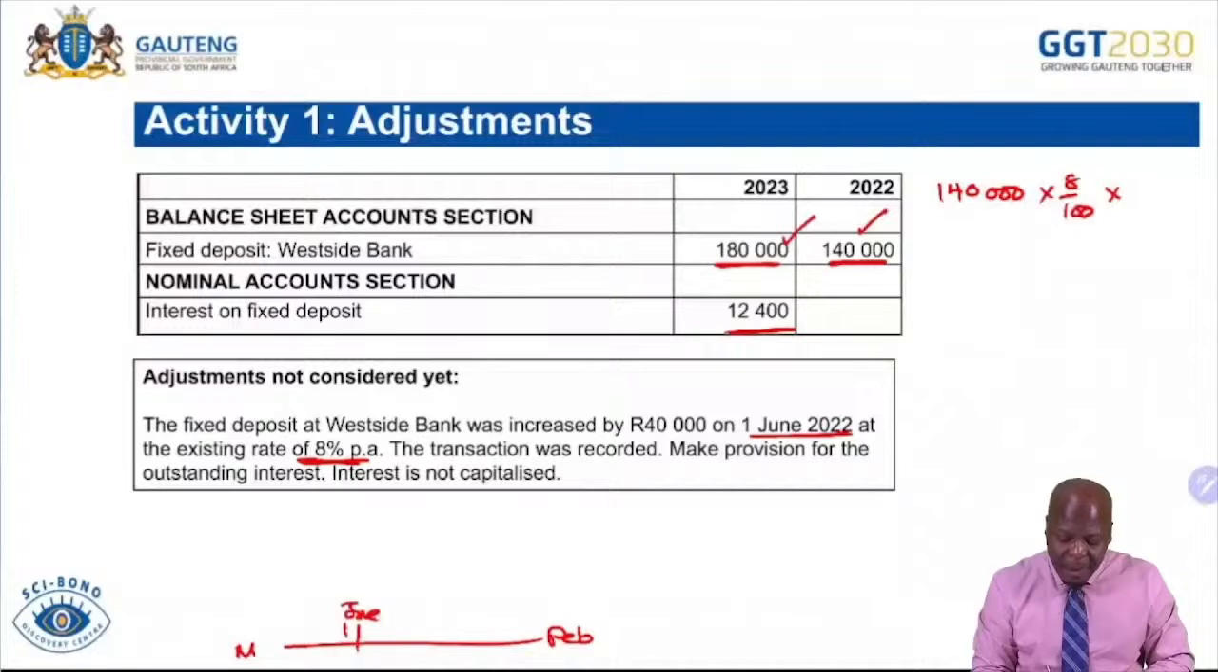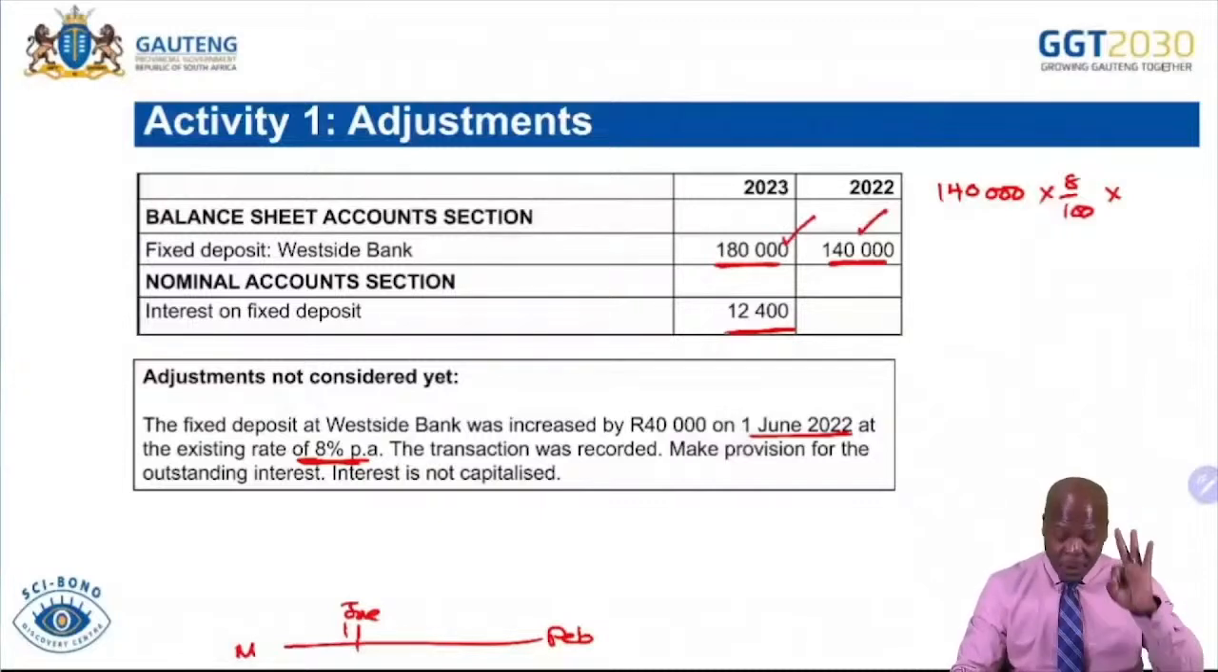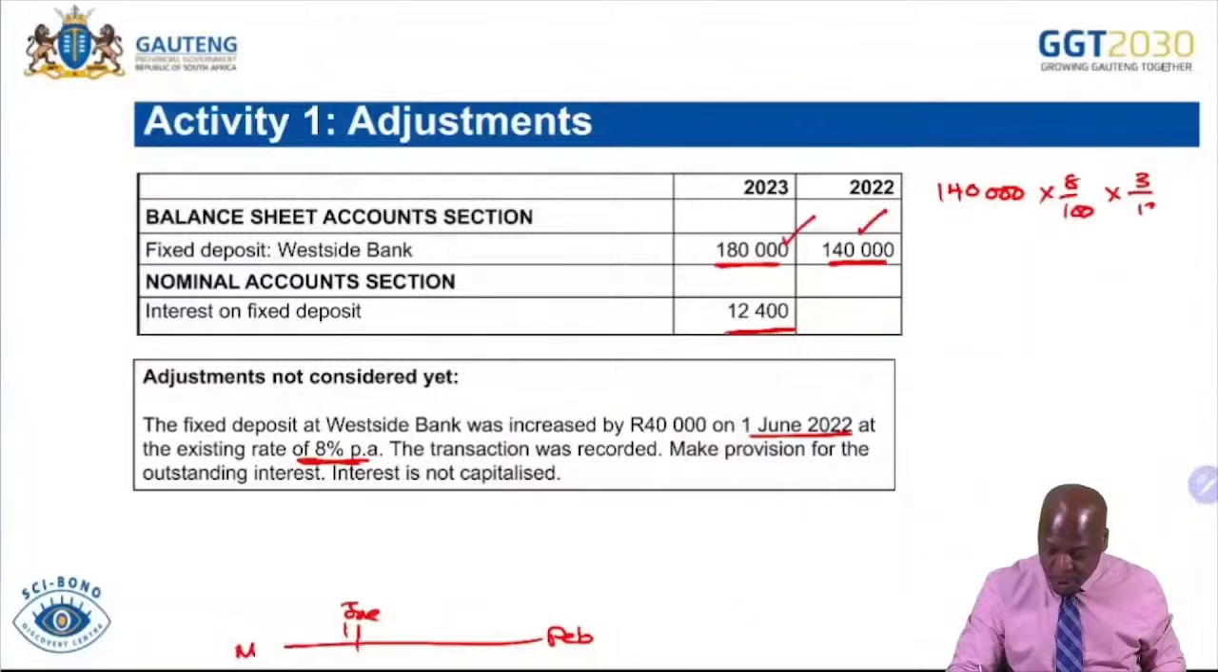So for how many months was it 140? It was in March, in April, in May. Do we count June? No. Someone tell me why. Because it was increased on the 1st of June. So if it's 1 June, we don't count June. So we're counting March, April, and May. How many months are those? There must be 3. So we come here, then we say multiply that by 3 over 12.